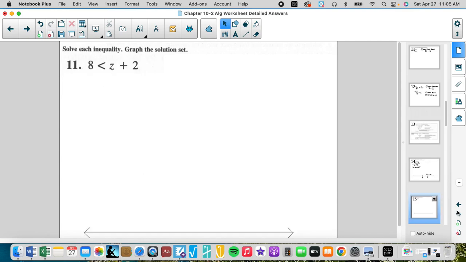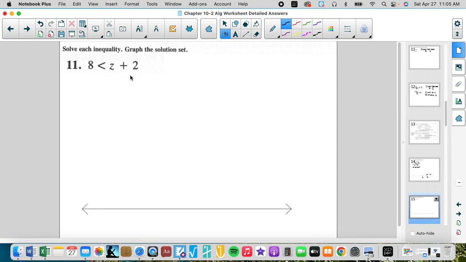So Mr. McDougal has some particulars about how he likes to get it done, how he likes to see it done. So what is the inverse of adding 2? Would be subtracting 2. We get 6 is less than or equal to z. Now, a lot of students will go 0 and 6. It's going to be an open circle.